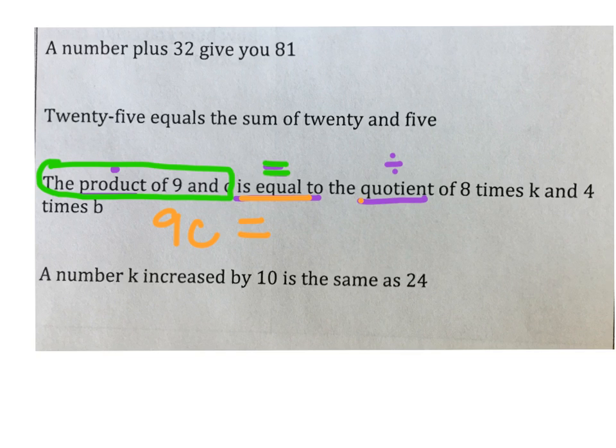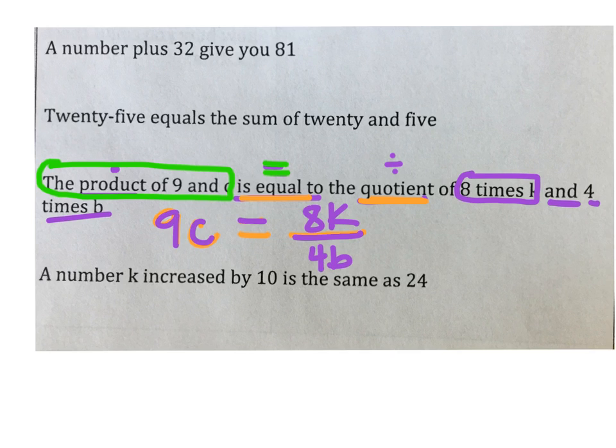It says it's equal to the quotient. Now remember, when I see quotient, I'm going to put a division line. And I need two things for quotient. And usually the word and separates it. So I see the quotient of 8 times K and 4 times B. So those are my two things. So my first thing, it says 8 times K, and then it says and, so there's my division line, 4 times B. All right, I just wrote my equation. So 9C equals 8K over 4B.